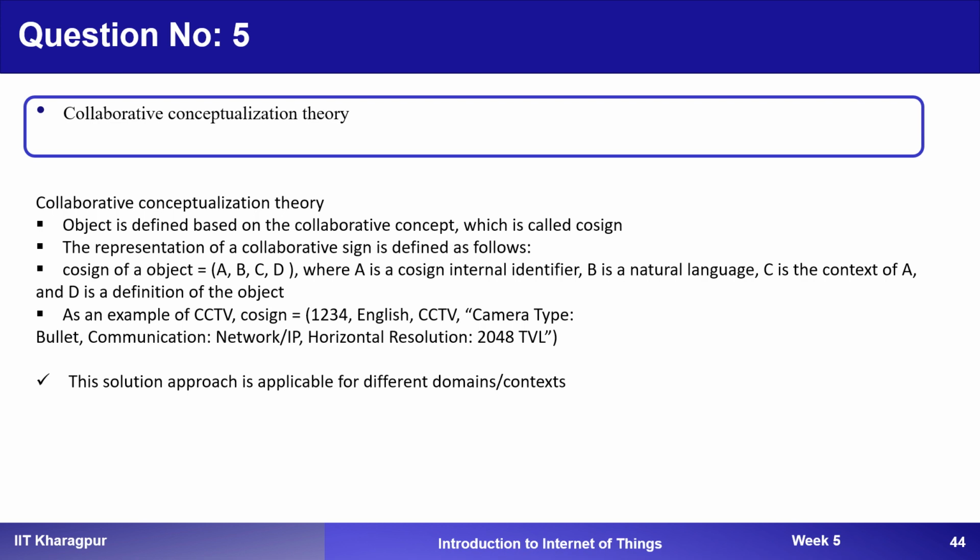For example, in the case of the CCTV camera which we have discussed earlier, the cosine will be: first is the identifier, taken as 1, 2, 3, 4 here. The natural language is English. The context of A is CCTV and camera, and then the definition. Camera type is bullet, communication used is network IP, and the horizontal resolution is given as 204.48 TVL. So this solution approach is applicable for different domain contexts.